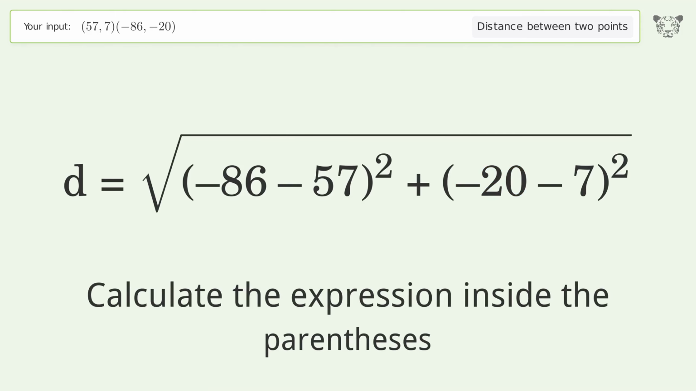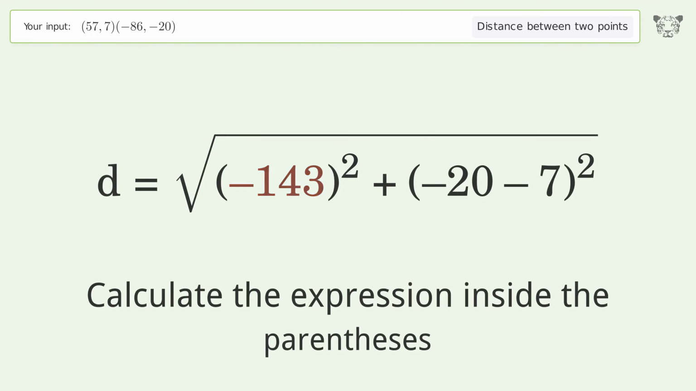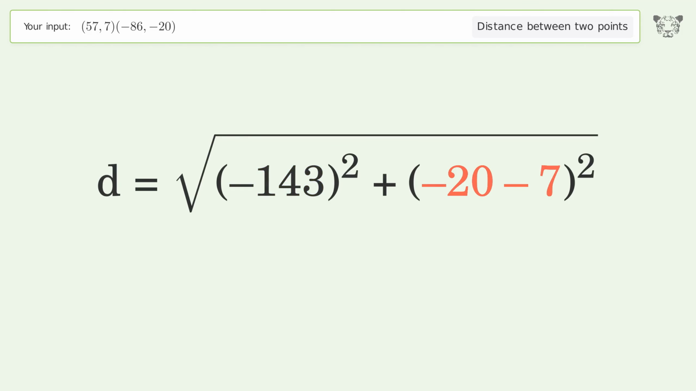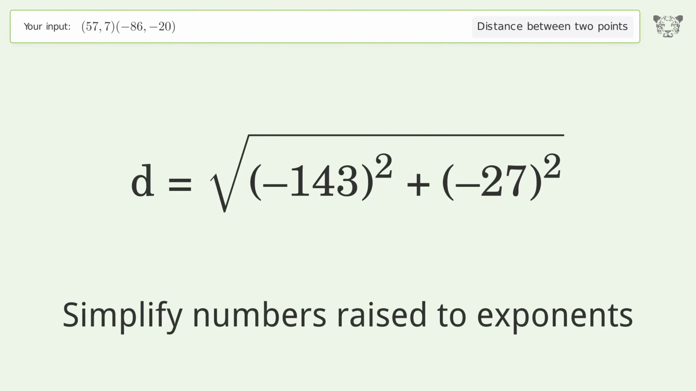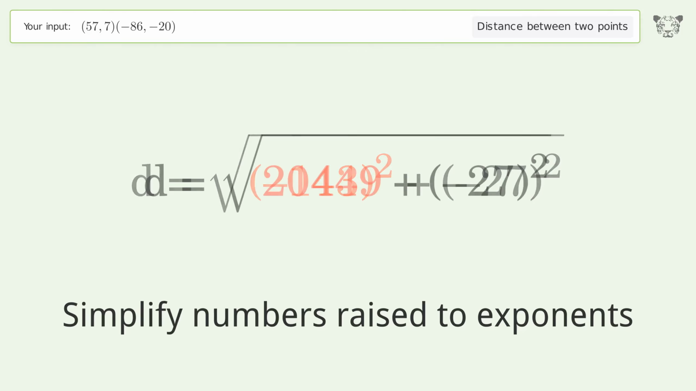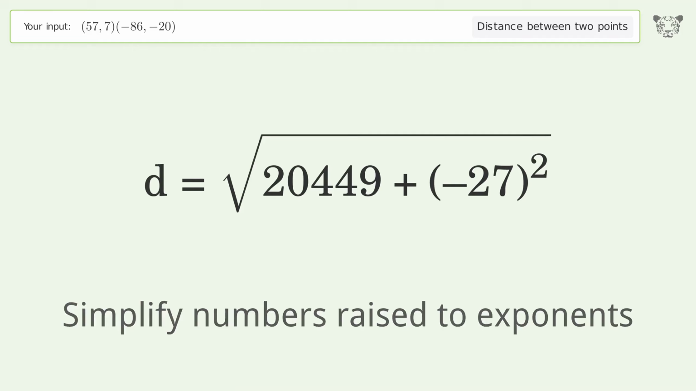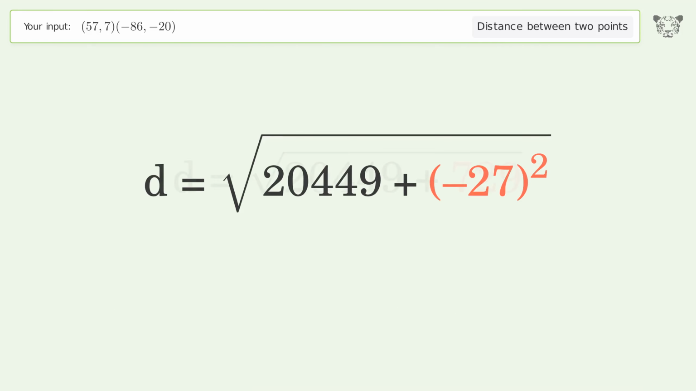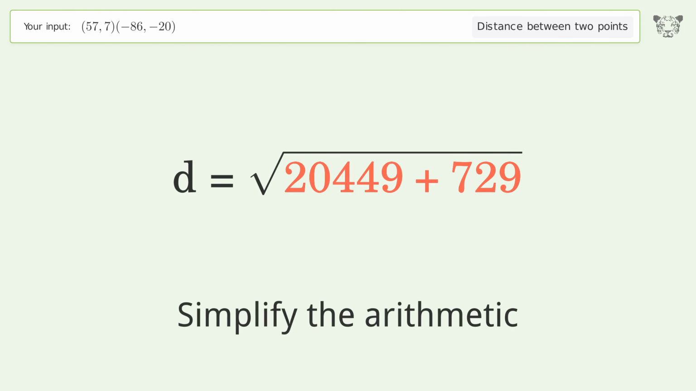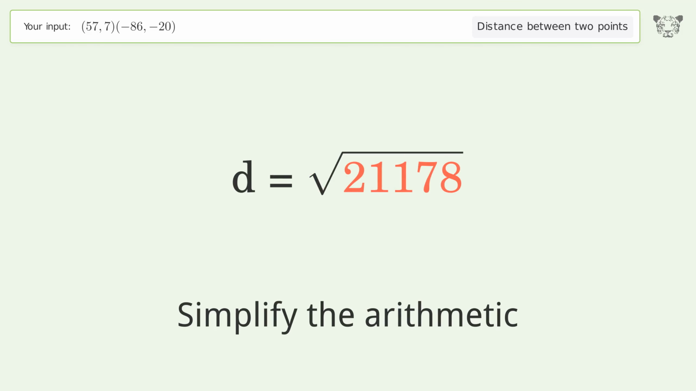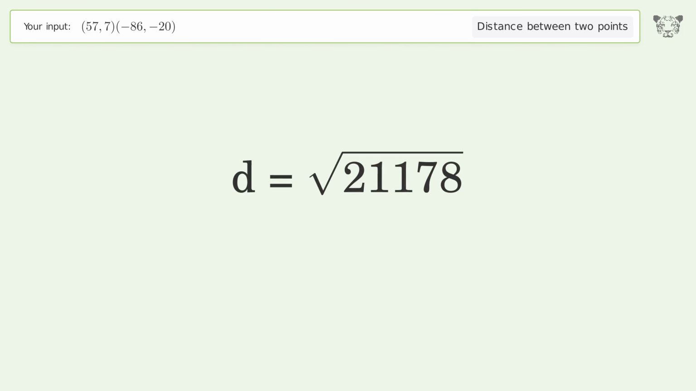Calculate the expression inside the parentheses. Simplify numbers raised to exponents. Simplify the arithmetic. And so the distance between the 2 points is the square root of 21,178 or 145.527.